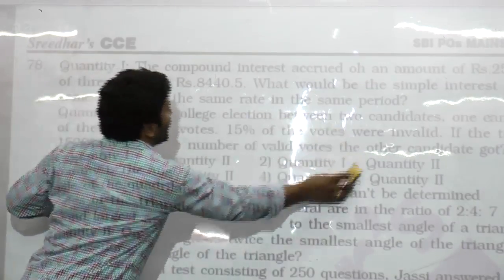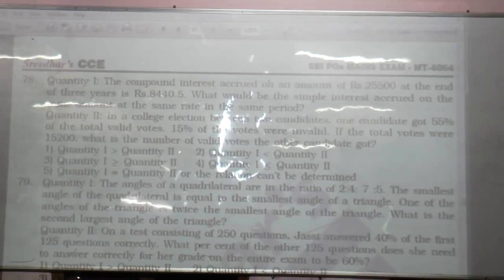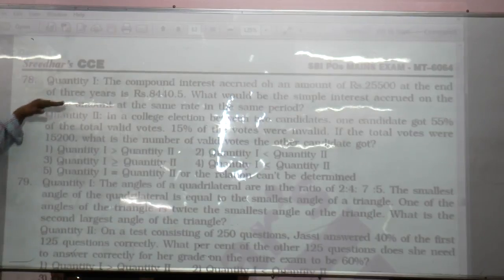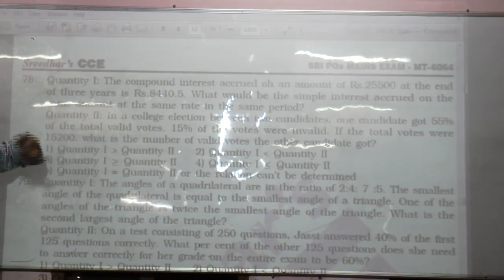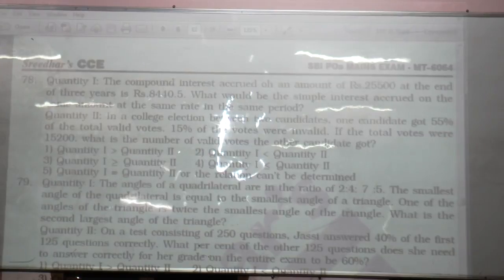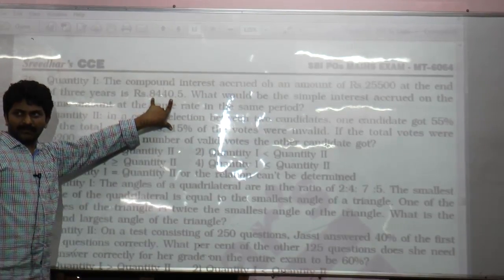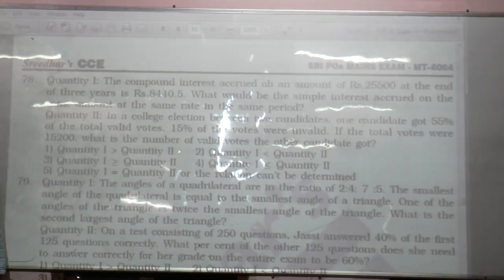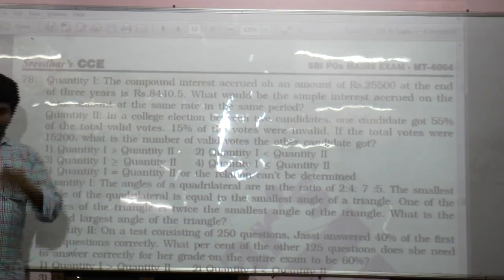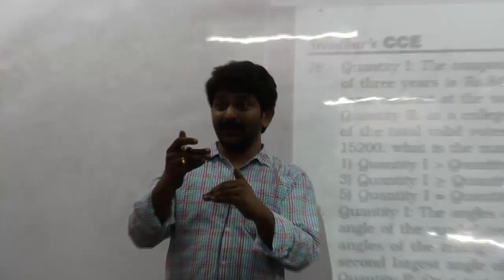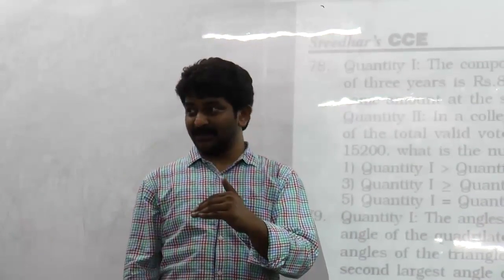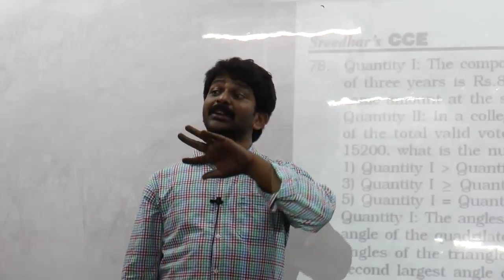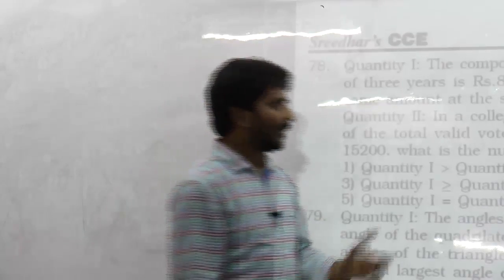Quantity 1, the compound interest accrued on an amount of 25,500 at the end of 3 years is 8,440.5. What would be the simple interest accrued on the same amount at the same rate of interest for the same period? Right, 8,440 compound interest for 3 years, this is. Right, if in the first year you get X%, in the second year you will get more than X%, compound interest. In the third year you will get more than X%. For 3 years together you will get more than 3X%. You know that concept. Let me try it.